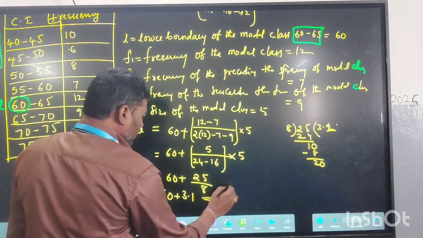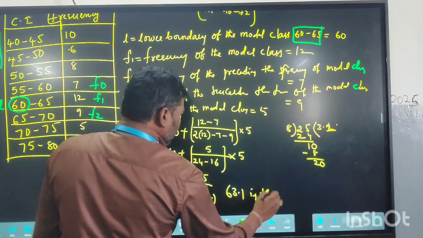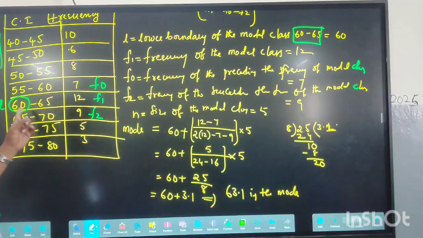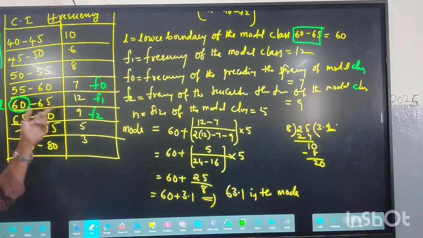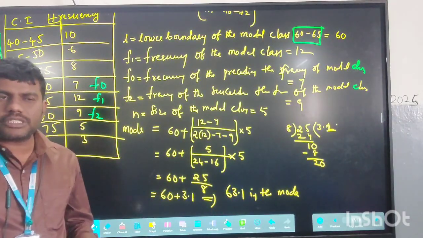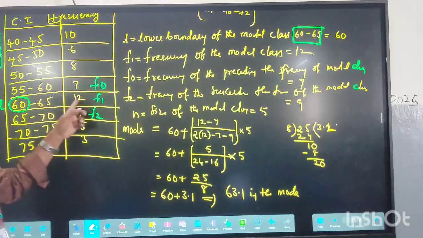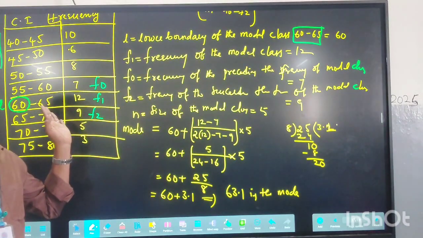So 60 plus 3.1 is 63.1, the mode. Means the L value, which one? 60 to 65 only. So in 60 to 65 only we are getting 63.1. Mode means what? Most repeating number. 63.1 number is repeating how many times? 12 times repeating that number.